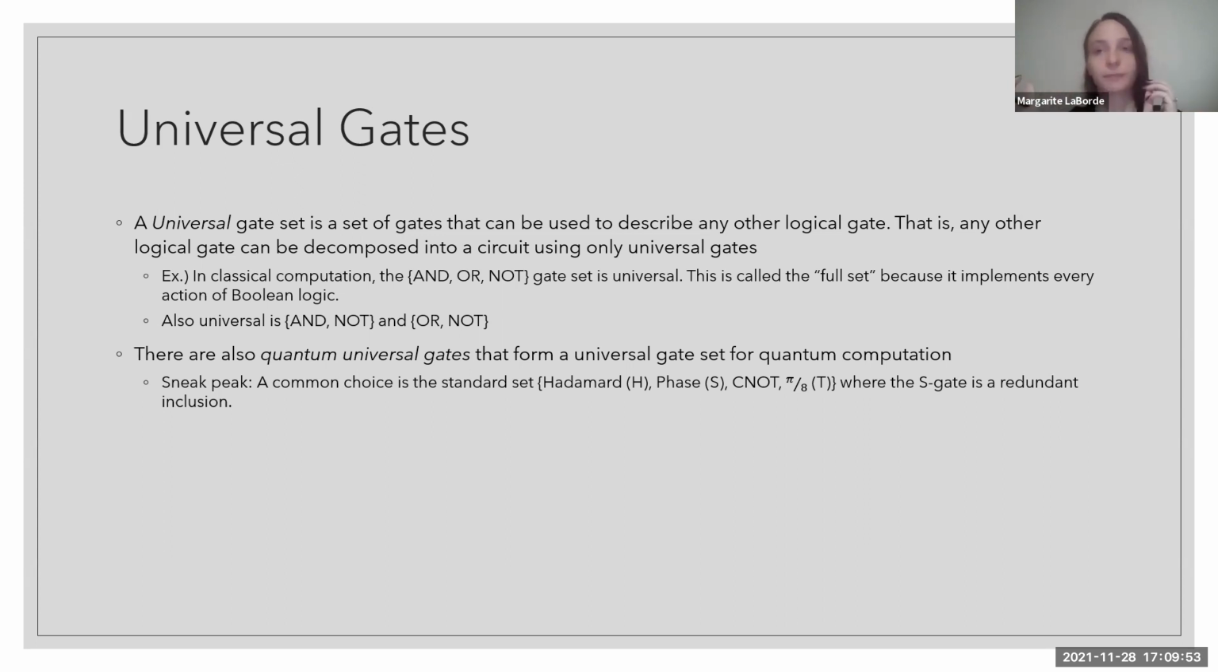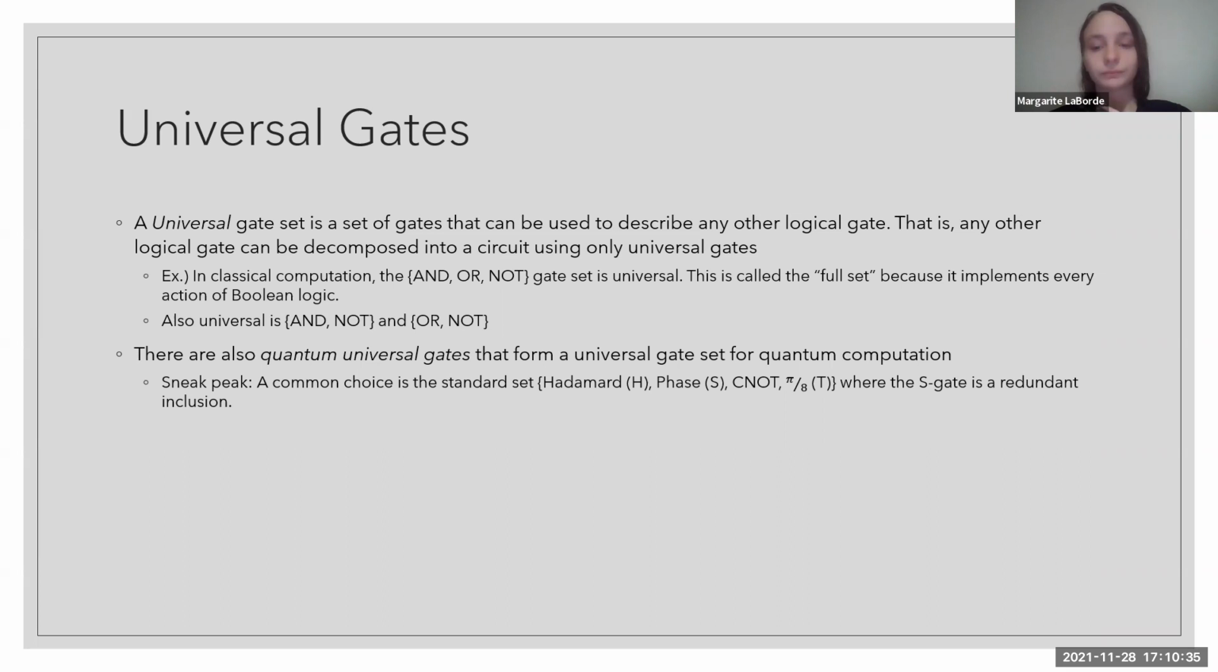Classically, when you look at a digital circuit, you can always break it down into AND, OR, NOT gates. You can also do this with just AND and NOT, or just OR and NOT. But a lot of people prefer AND, OR, and NOT, because that's what's called a full set. That means that whenever you write out the Boolean algebra that you're doing your logic on, you can represent every action on that Boolean logic by AND, OR, and NOT. And so it fully describes the algebra, the logic that you're doing.